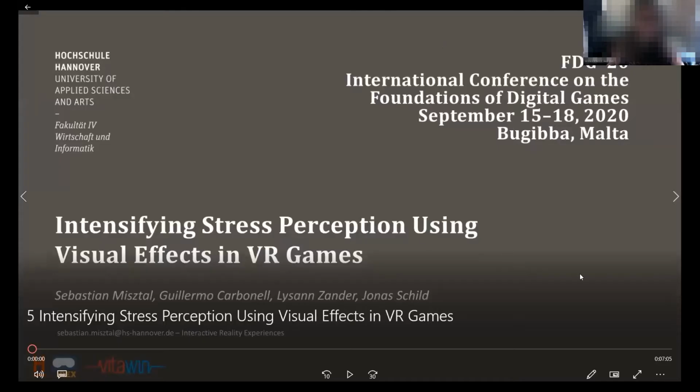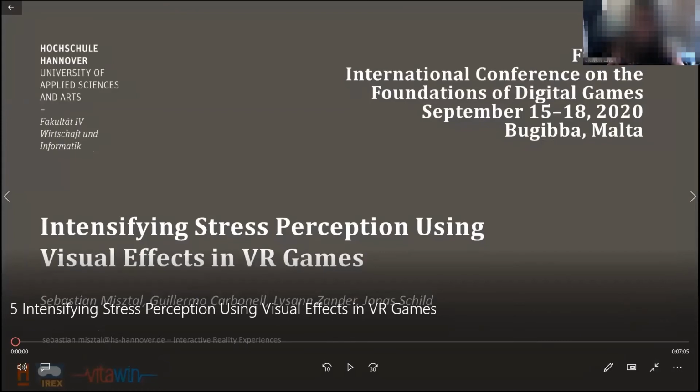And the final talk in this session is Intensifying Stress Perception Using Visual Effects in VR Games. No rush, we have time. And also, I just want to thank David and everyone else who has been chairing sessions. It's hard to know because it's a thing that you don't see, but I've never been so overwhelmed with all these panels, these different things, and looking at these different platforms.